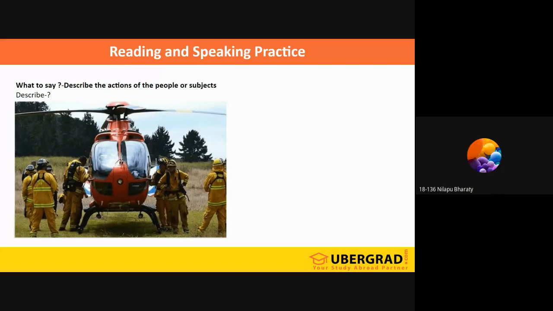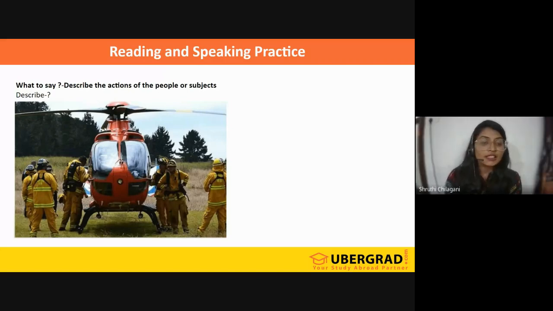Ma'am, it completely shows that they are looking for the people to help out, and the expressions are a little kind of tense, and they are trying to find the location by looking towards that side, and the people are trying to find the location where it really happened. Very good, Bharati. Please mute yourself.